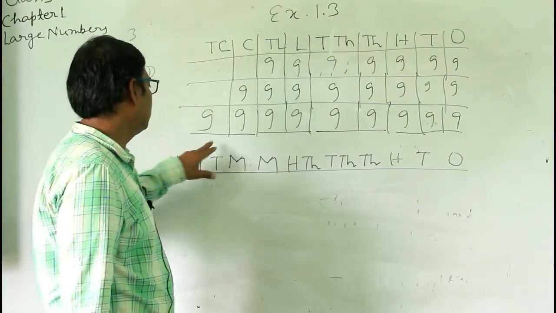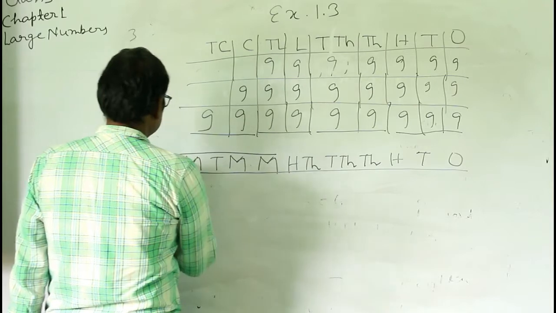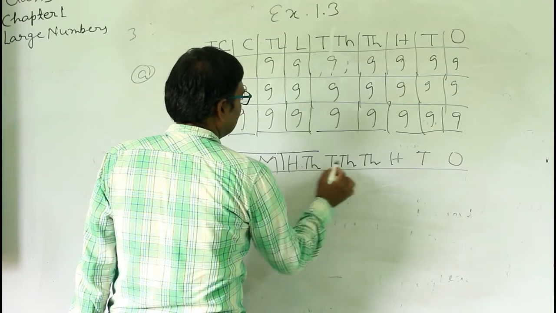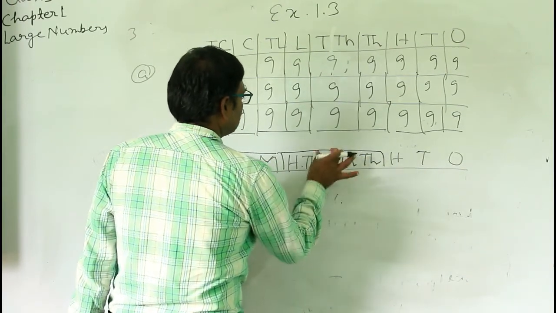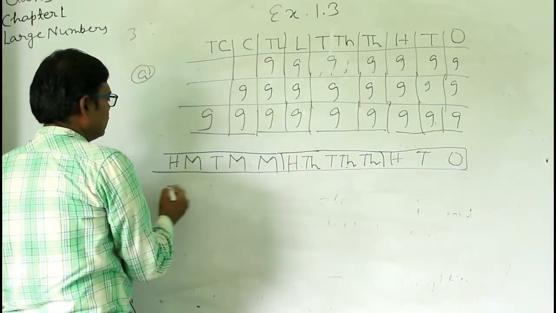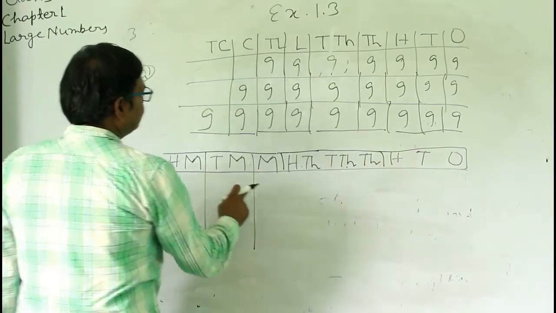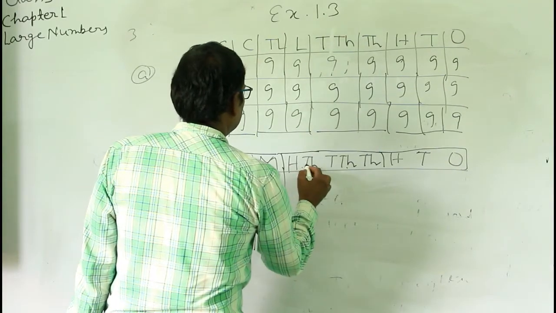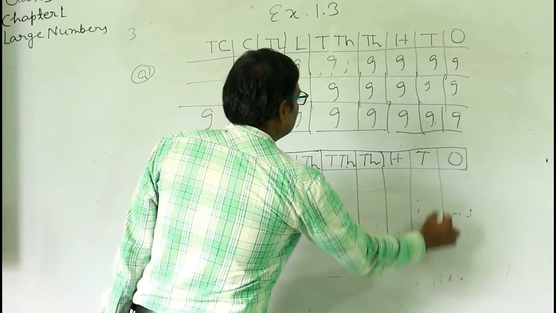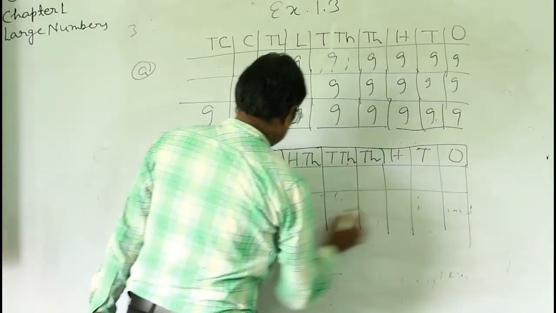That is 100 million, then 10 million, then 1 million. So from this to this you have the million period in this case. And this here is the 1,000 period: 100,000, 10,000, and 1,000. And this is the ones period in this case. Now here you will write the answer. So 100 million, 10 million, then million, then 100,000, then 10,000, then 1,000, then 100, then tens, and then ones. Now just fill up the numbers, and you have the answer.